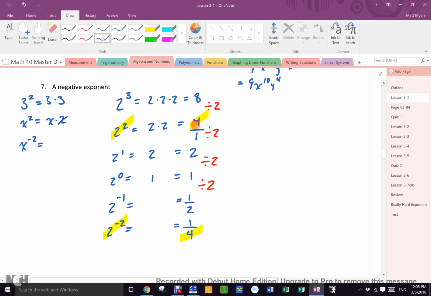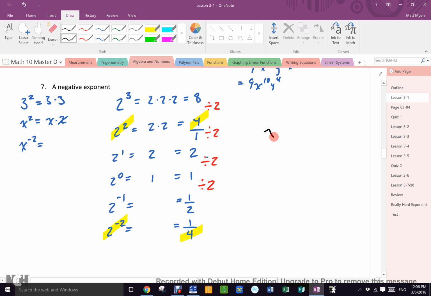What happens here? 2 squared is 4 over 1. 2 to the negative 2 is 1 over 4. You just reciprocate it. That's what Kieran said. Now, she had what you do, but this is why it works. It's important to know why it works because of what I'm about to show you.